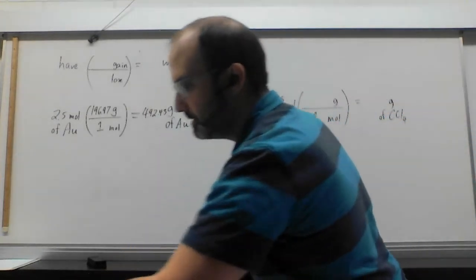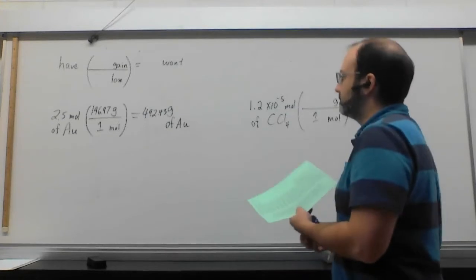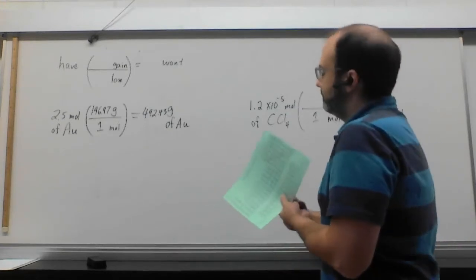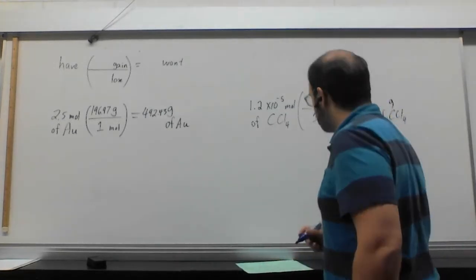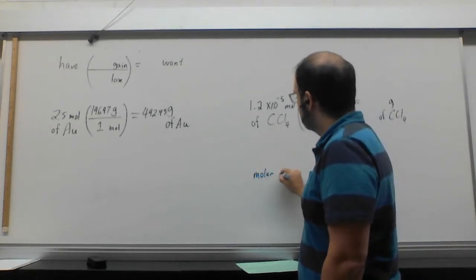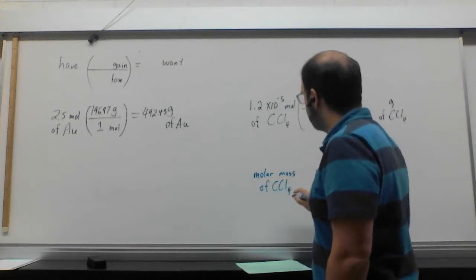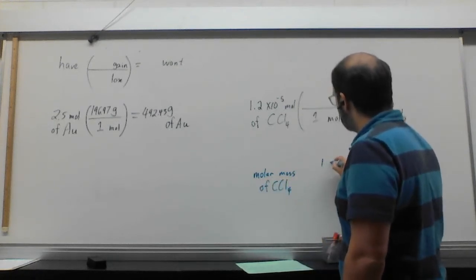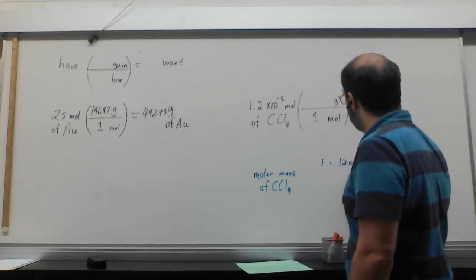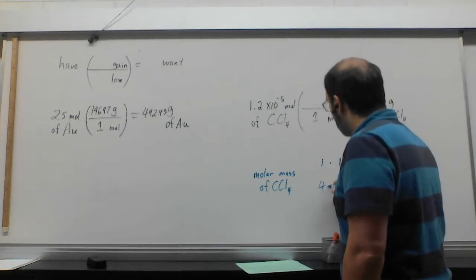So I grab my periodic table and I start doing some math. Let's use a different color. We've had nothing but black up here on the board. Let's get some blue. For this purpose here, carbon, of course, we know that one is going to be the molar mass of CCl4. So carbon, there's 1 carbon times 12.01 equals 12.01. That one's easy.